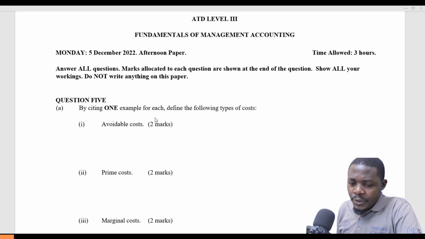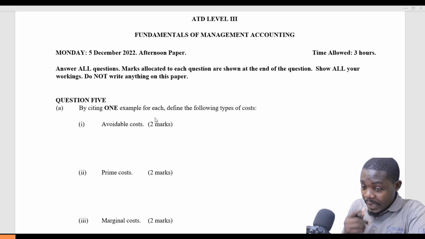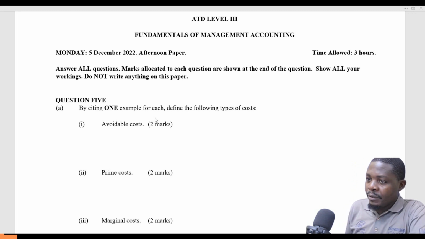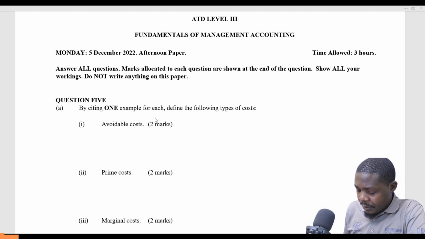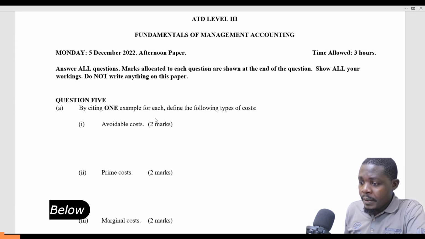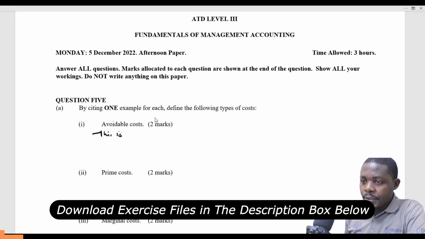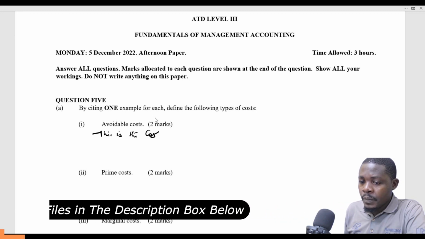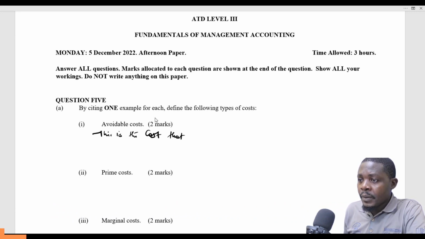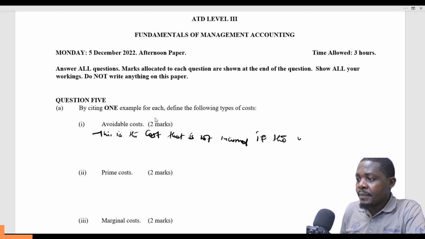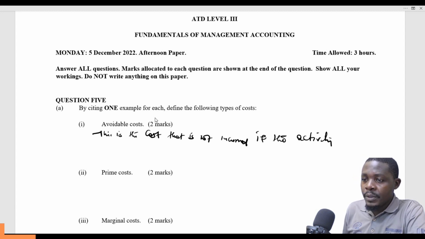What is avoidable cost? These are the costs that are not incurred if the activity is not performed. This is the cost that is not incurred if the activity is not performed.